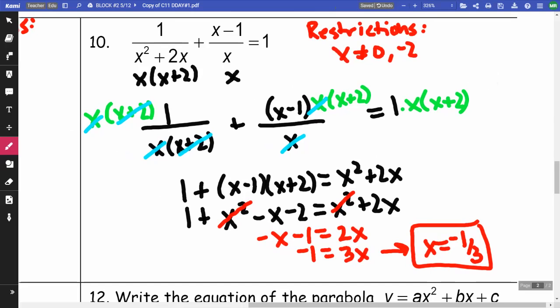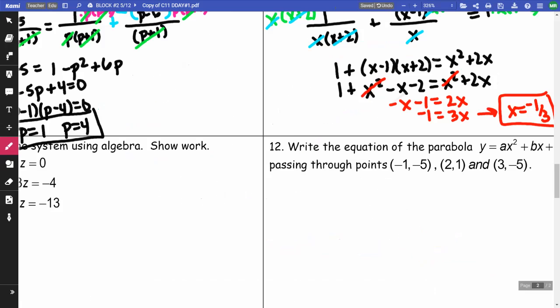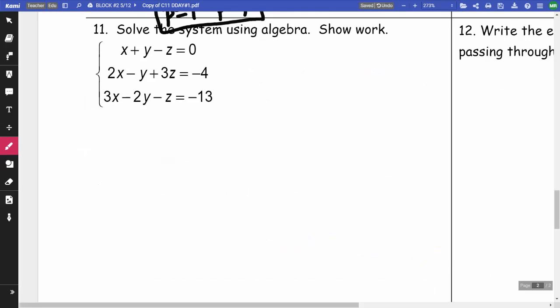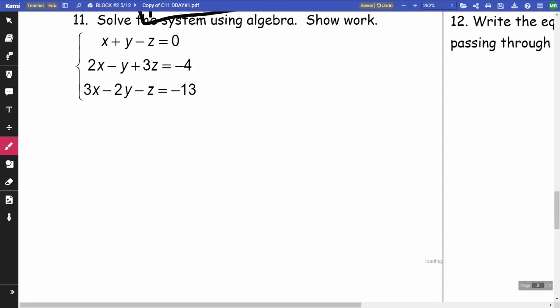So let's finish the last ones here. This is the new ideas that we were doing. System of equations, and number 12 is the equation of a parabola. So when you're looking at these, you want to look at your x's and see if it's easy to get rid of your x's or your y's or your z's. Any of them are fine.